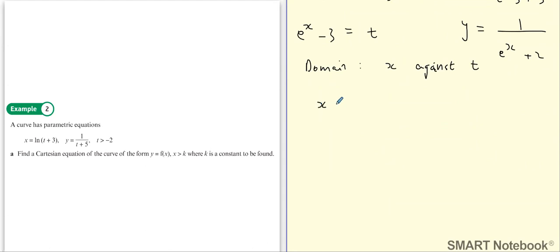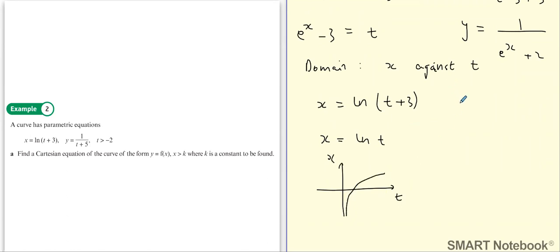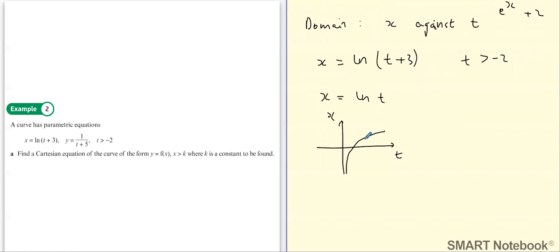So we know what the formula is, x equals ln t plus 3. Now, we might not be able to do that straight away. I might do that in 2 steps. So first I'm going to sketch x equals ln t. Now ln t, if this is t and this is x, ln t looks like this. I just need to write down t is greater than minus 2. X against ln t looks like this, and then we've got asymptote at t equals 0.